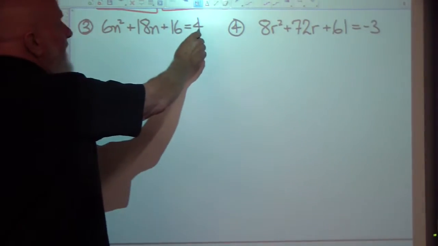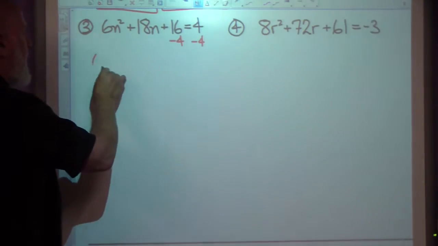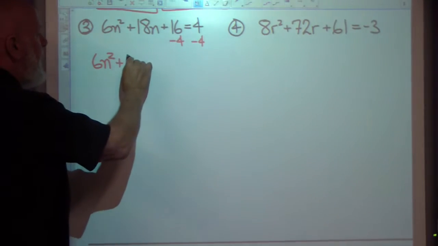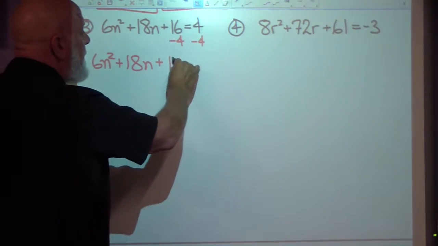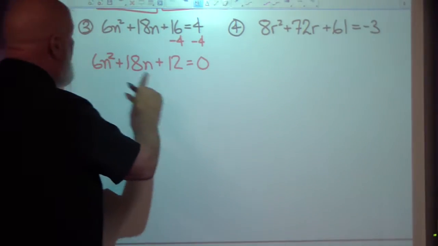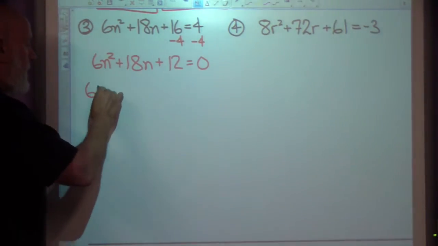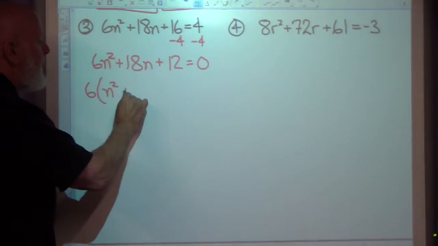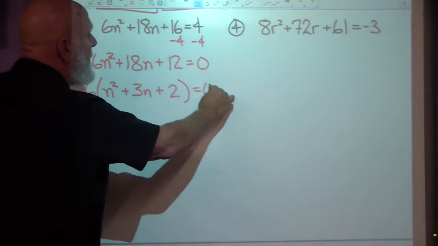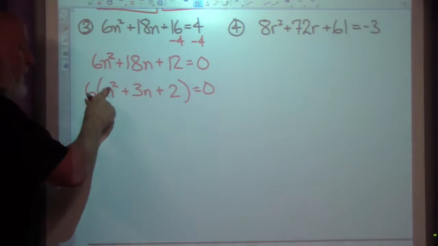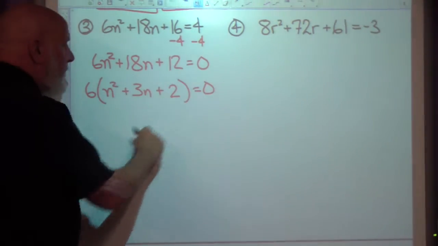I look at this, I want to set this side equal to 0, so I'm going to subtract 4. Rewriting is 6n squared plus 18n plus 16 minus 4 is 12 is equal to 0. I see that my leading coefficient is not a 1, so I'm going to try to factor it out, and I see that I can. N squared plus 3n plus 2. I divided each one of those terms by 6 when I factored it out. And if I were to distribute that, I'd get right back where I started. So I haven't changed it. I've changed the way it looks, but I haven't changed the value of n there.